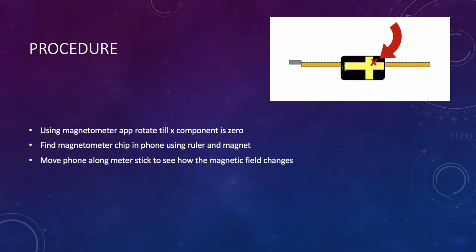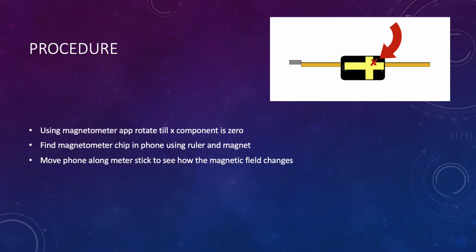For this experiment, we will be using a magnetometer app on our phones to determine the magnetic field of points on the axis of the magnetic dipole. Before doing this, though, we need to account for the magnetic field of the Earth by rotating the phone until the x component is 0.